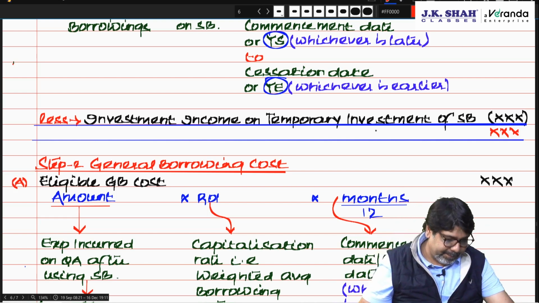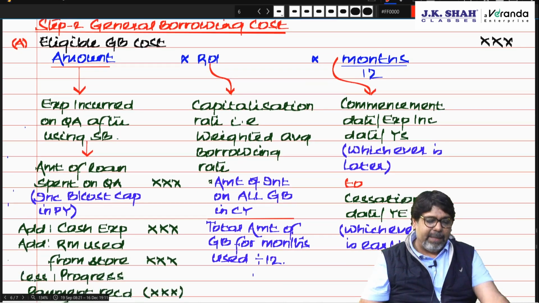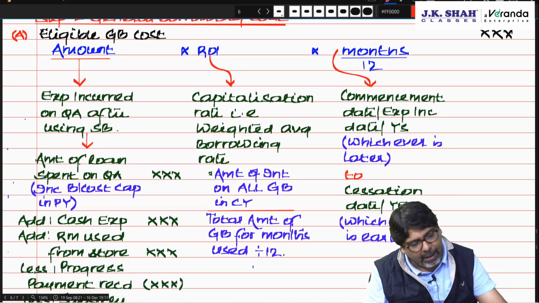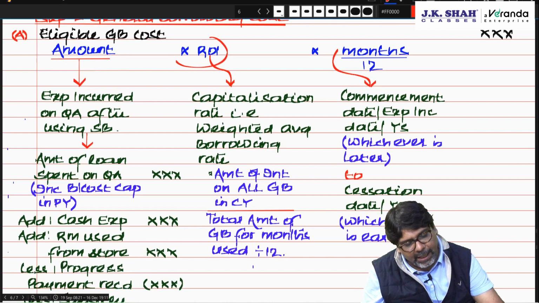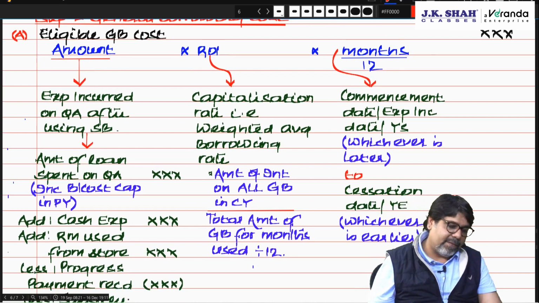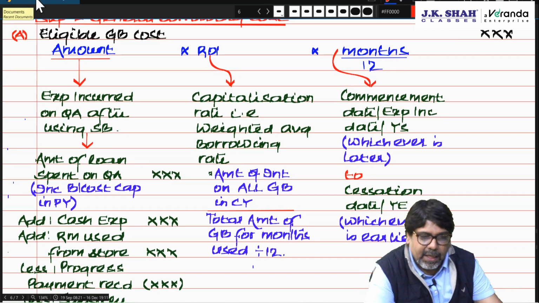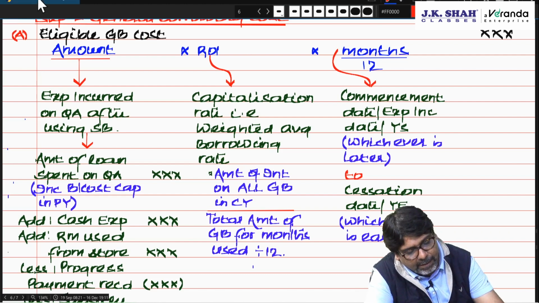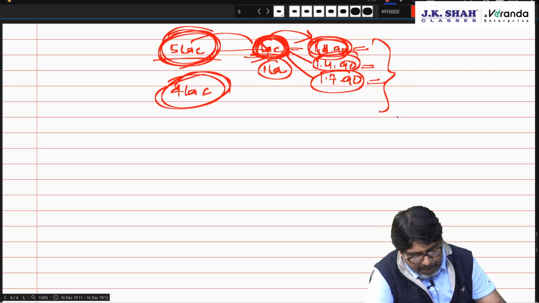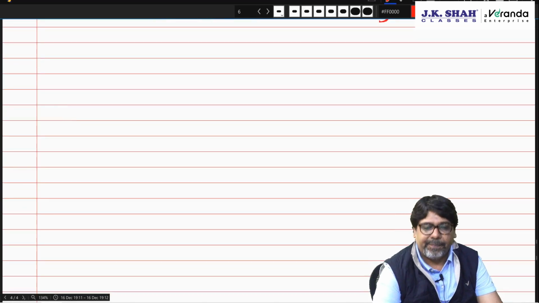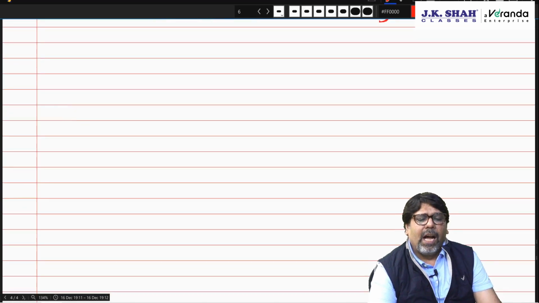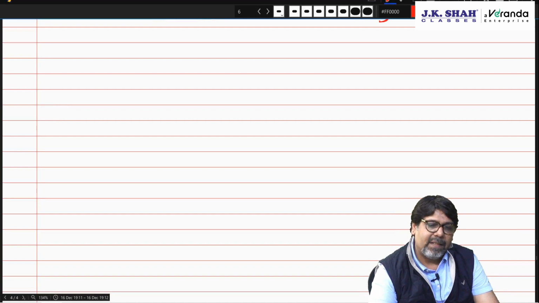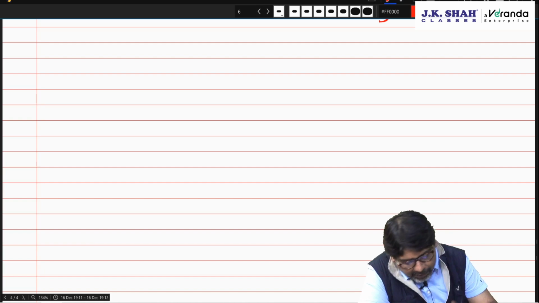General borrowings. Now again the fundamental remains the same. Amount, rate of interest, months by 12. Now, chartered, let's understand: amount, rate of interest and months over year. Now, how to calculate these months and amount? Now chartered, current year में, this is year 1.